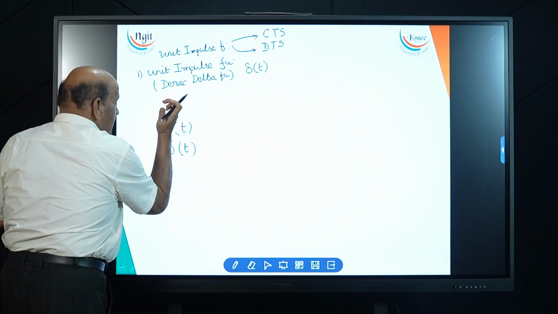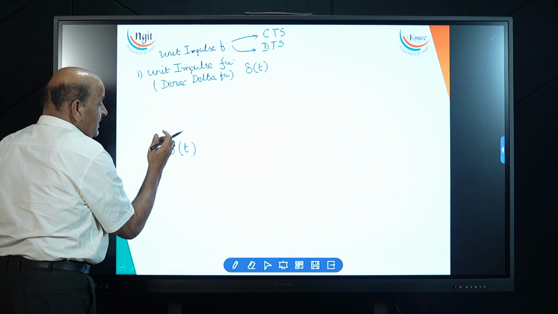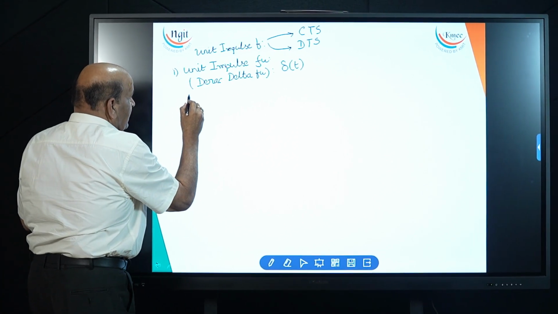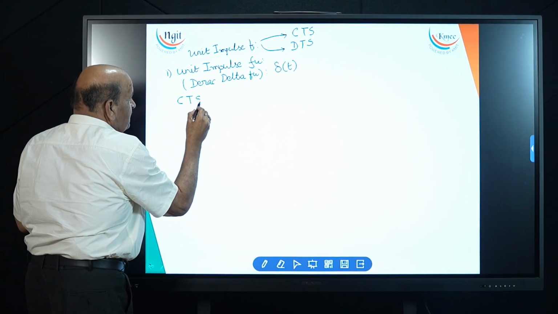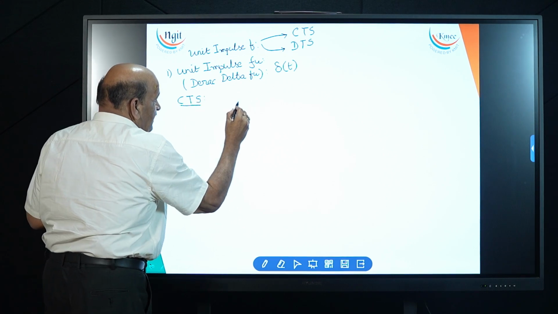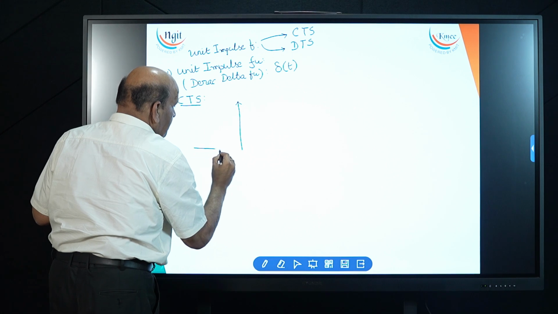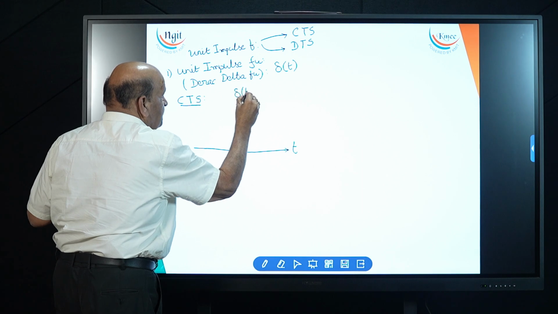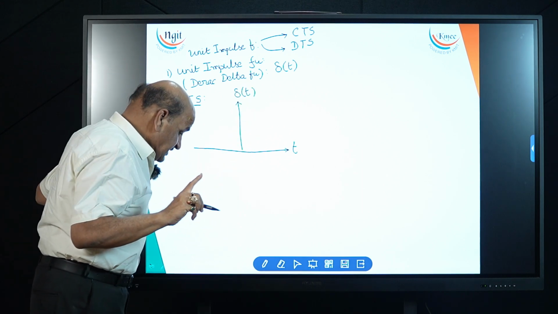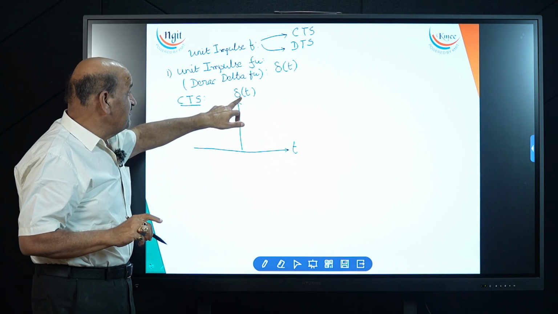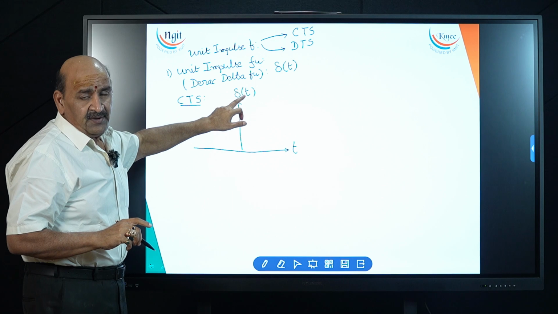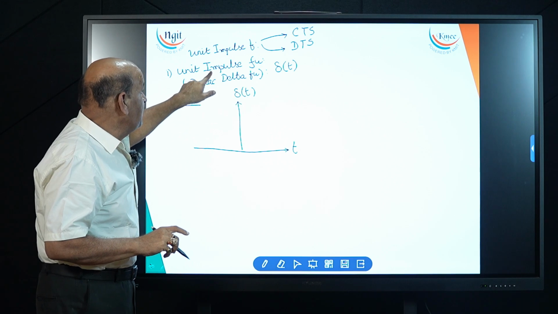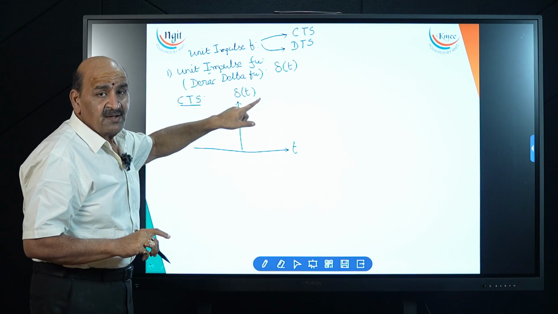Now, in the previous case we discussed, this concept is over. Now we are discussing Dirac delta function. Now let us consider under continuous time signal. Just look at the same graph. This is time axis. This is delta of t. These two unique representations students have to remember. In the previous case, we used u of t. U of t represents unit step function, but here delta of t represents unit impulse function.